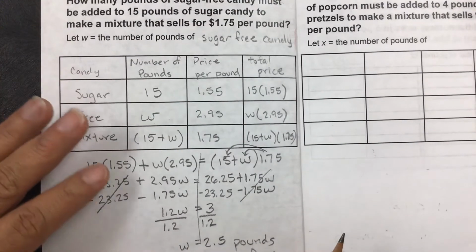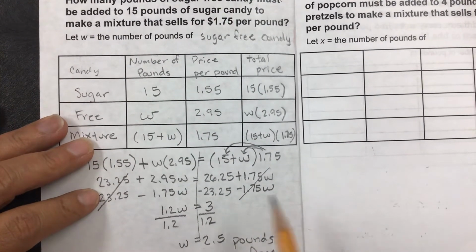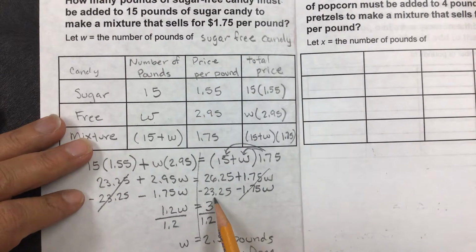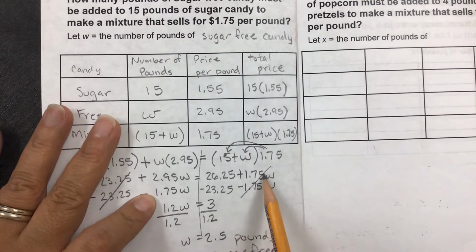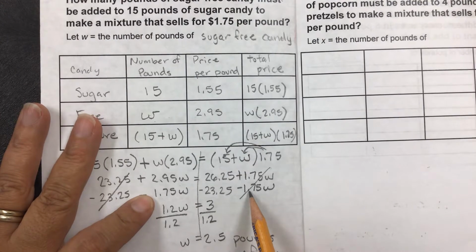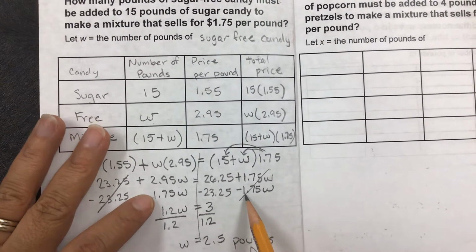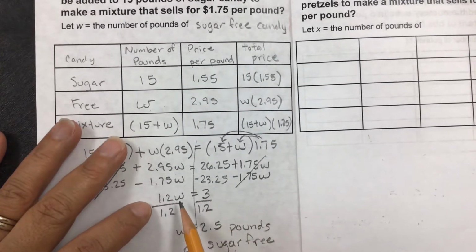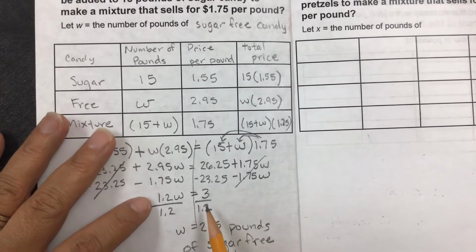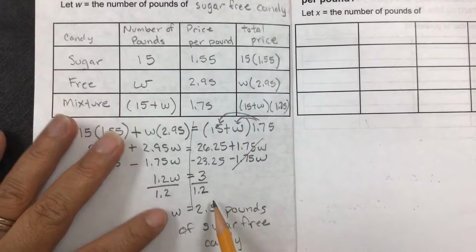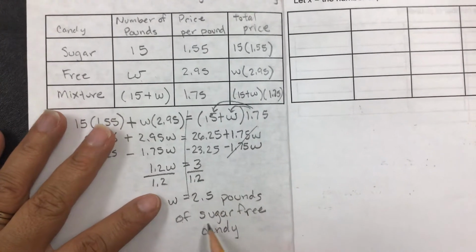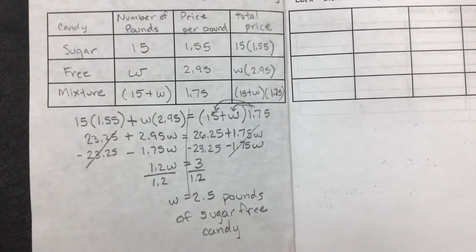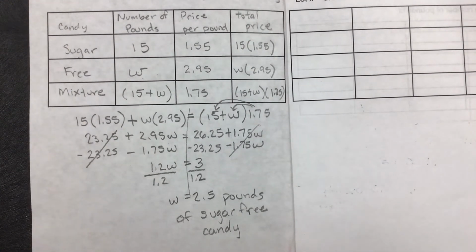From here, I eliminate this from this side, and that means I have to subtract 23.25 from both sides. And then I eliminate that 1.75 W, which means I have to subtract it from both sides. I'm left with 1.2 W is equal to 3. Then you divide by 1.2. That means 2.5 pounds of sugar-free candy need to be added to the mixture to get you the price of $1.75 per pound.